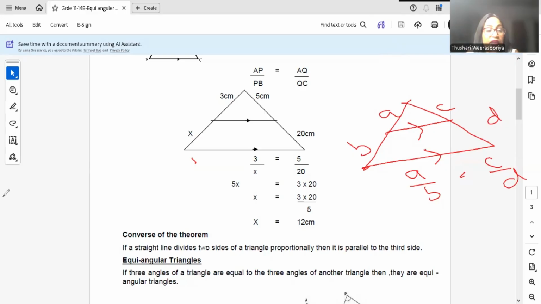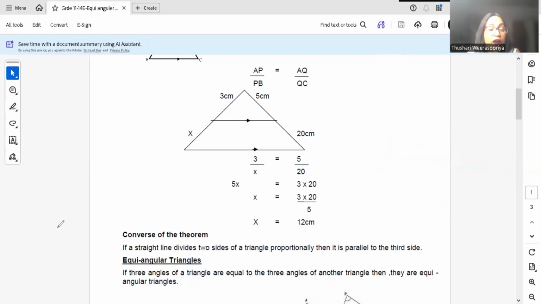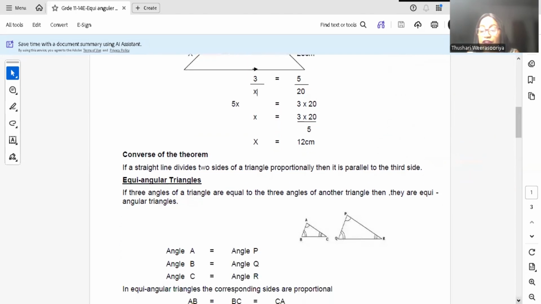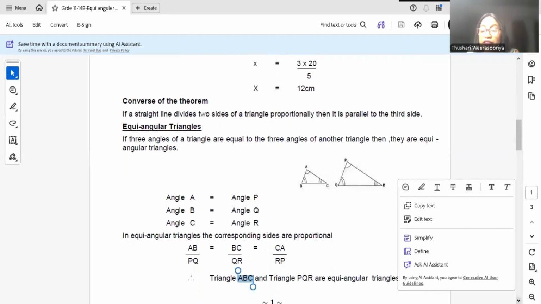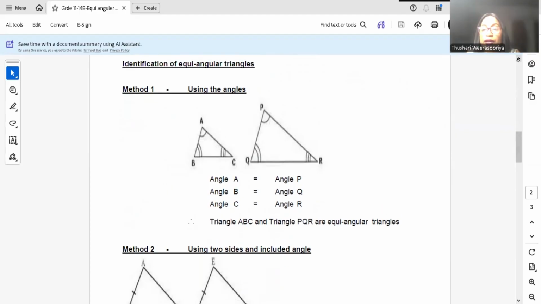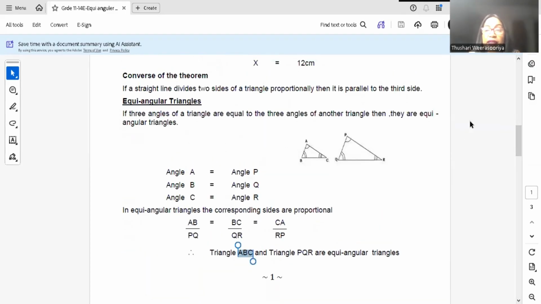Even though the name is there, we learned a new theorem before equiangular triangles. What do you mean by equiangular triangles? Now you have done, can you remember, congruent triangles? What's the difference between congruent triangles and equiangular triangles? Most of the children think congruent triangles and equiangular triangles are the same. Actually, that is not so. Congruent triangles are like identical twins, right?